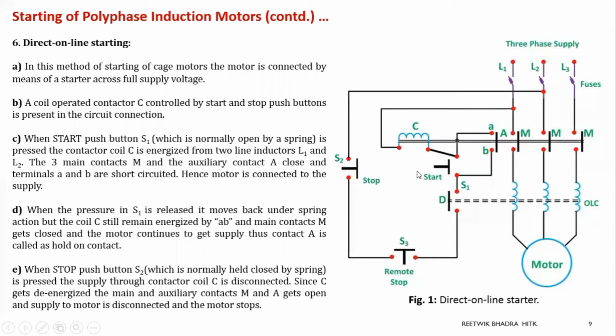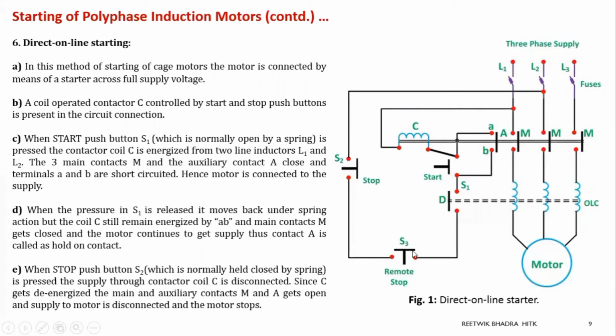Okay, this start button is always in the off state. That means I can consider it 0. The start button is normally open by a spring, so it is always kept in the off state. And this stop button is always kept in the on state.